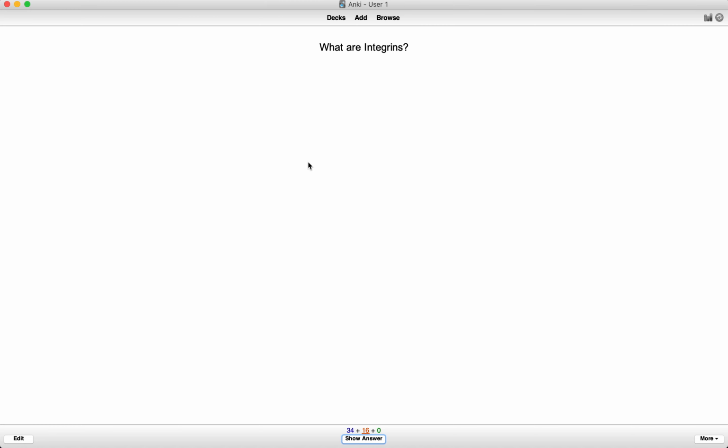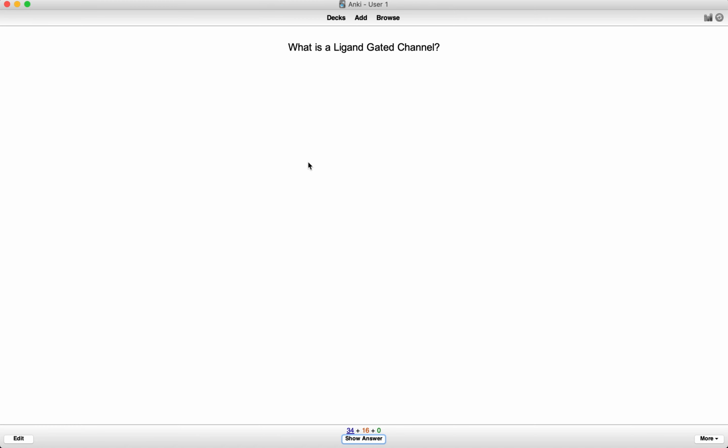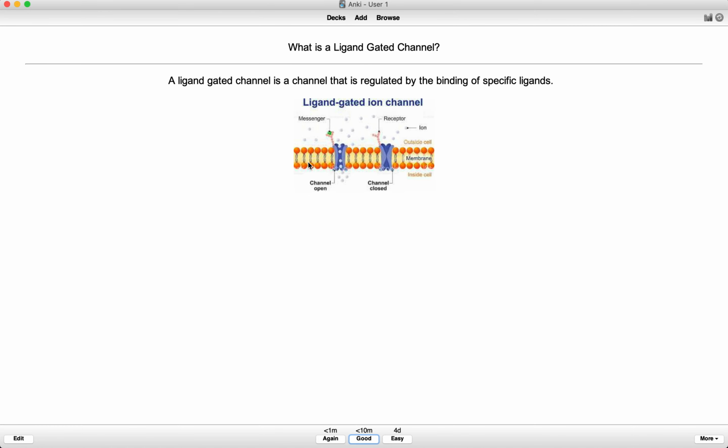Integrins are proteins that have 2 membrane spanning chains, alpha and beta. These chains are important in binding to and communicating with the EC matrix, play an important role in cell signaling, and this can greatly impact cellular function, affecting cell division. Helps white blood cells migrate. Ligand-gated channels: I know what they are, but I want to describe them. A ligand-gated channel is a channel that's regulated by the binding of specific ligands.